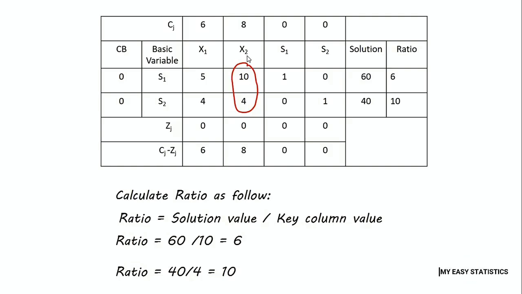Now once x2 enters the simplex table for the next table, one basic variable, either S1 or S2, needs to leave the matrix. To find that, we will calculate ratios. The ratio is calculated very simply. Take the solution values 60 and 40 and divide by the key column values, that is 60 by 10 is 6, 40 divided by 4 is 10. So the ratios are 6 and 10.